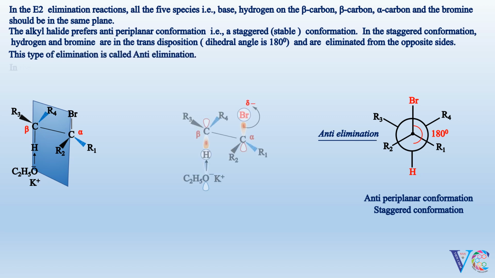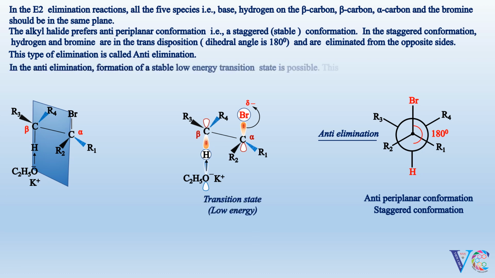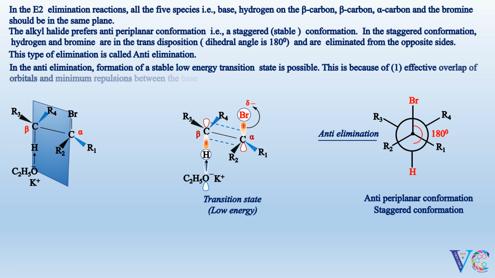In the anti-elimination, formation of a stable, low-energy transition state is possible. This is because of effective overlap of orbitals and minimum repulsions between the base and leaving group.